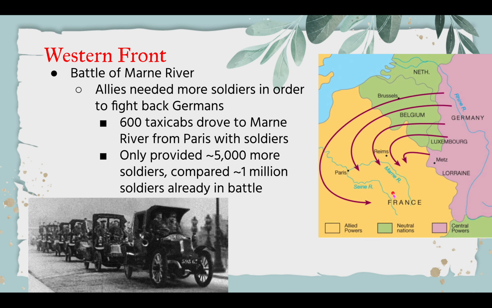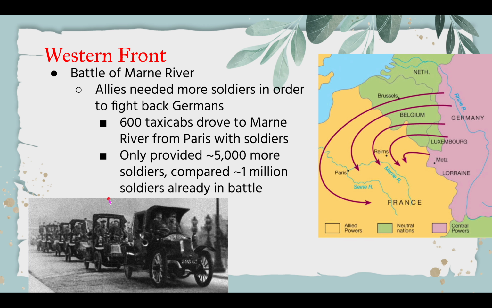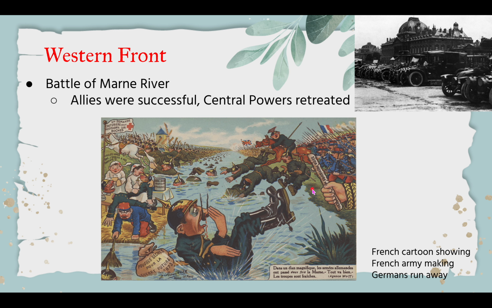It only provided about 5,000 more soldiers because, of course, these cars can't really hold that many people compared to the million soldiers that were already on the battlefield. But it's a really well-known thing because it's kind of funny that these soldiers came over by taxicab. So the Allies were successful at the Marne River, and the Central Powers did retreat.